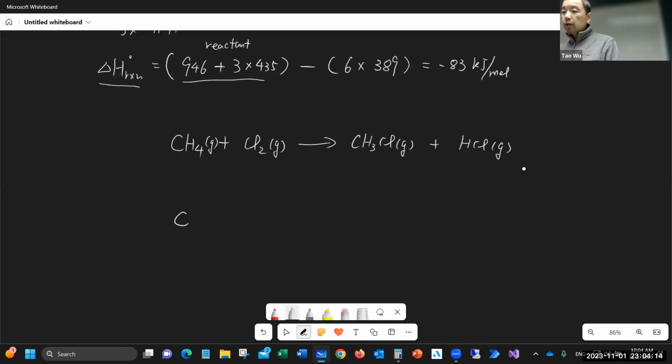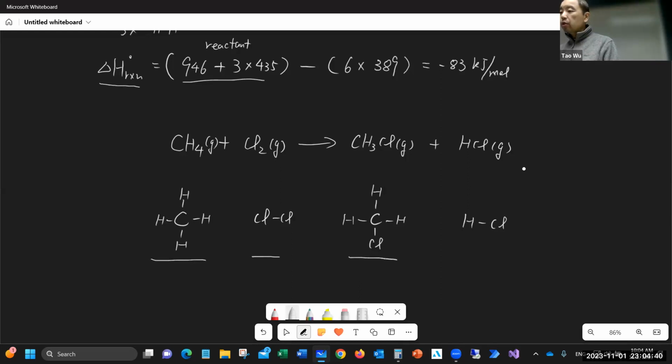So methane is just a carbon inside and hydrogen on the side. Chlorine is just Cl. CH3Cl is this one. Hydrogen chloride is just HCl. Okay, so now you're going to base on the structure over here to figure out what kind of bond energy is stored in those compounds, how much energy for the reactant, how much energy for the product, and find out what is the enthalpy of these reactions.